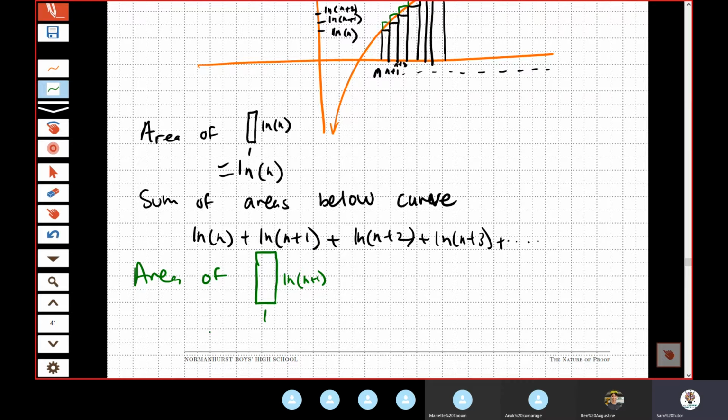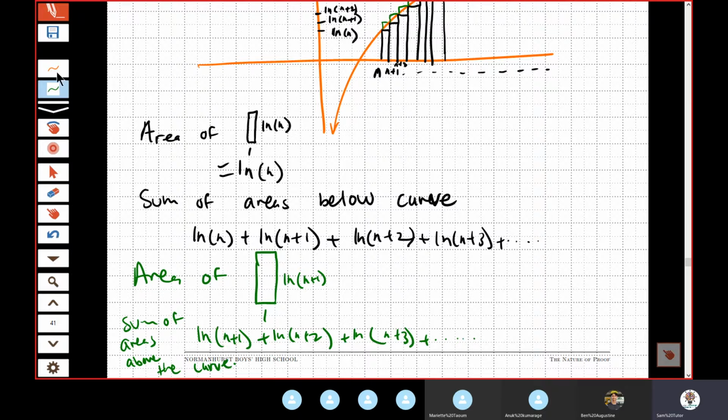So technically these ones are going to look like this: ln(n+1) plus ln(n+2) plus ln(n+3) plus ... for now. Sum of areas above the curve.